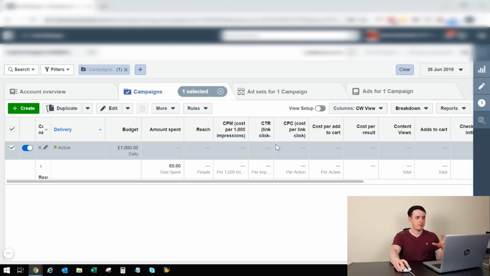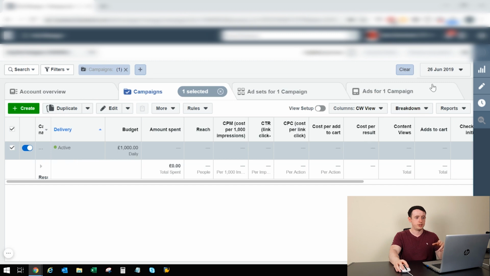As you can see here, I've been running this since the 27th of June. So this is the day before. On the 26th of June, you can see that there was nothing spent and I've got it set at £1,000 a day. Instead of setting it as lowest cost at the campaign level like it does by default, I've set this at cost cap and I've set each of my ad sets within this campaign at 75% of my break-even point. My break even on this product is just over £19, so my cost cap at around 75% is about £15.